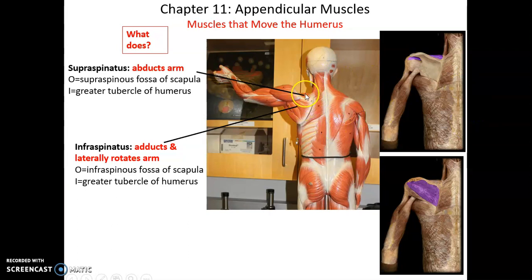Again, back to the posterior side of the scapula, we see the supraspinatus muscle. This muscle abducts the arm, going from its origin in the supraspinous fossa of the scapula and inserting into the greater tubercle of the humerus. And then the infraspinatus muscle adducts and laterally rotates the arm, and its origin is in the infraspinous fossa of the scapula, and it inserts into the greater tubercle of the humerus. And you can see the supraspinatus and infraspinatus muscles.